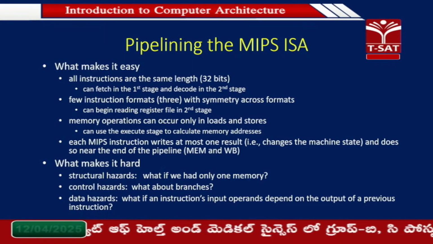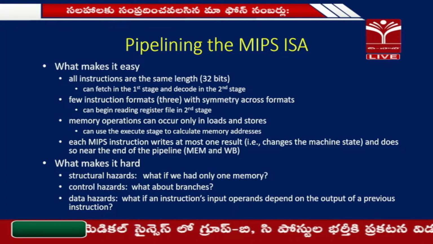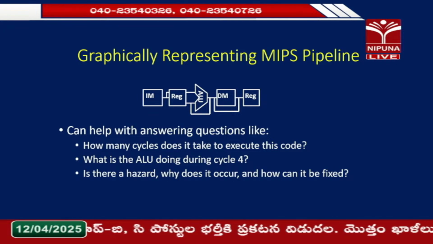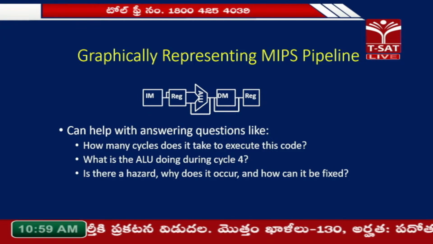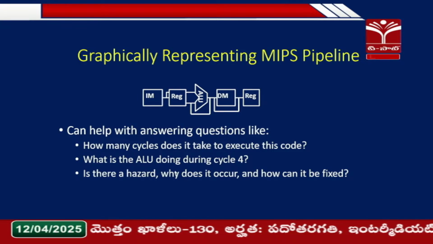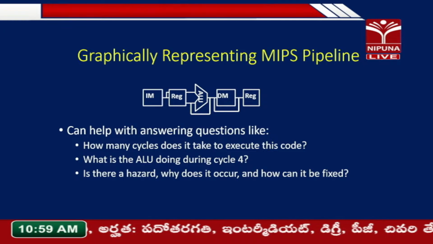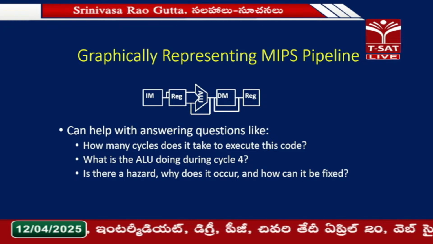So, when you look at pipelining, what makes it easy? We just saw that, and what makes it hard is the hazards. This is the graphical representation of the MIPS pipeline that we just looked at, a different representation with the pipeline stages. You have the same instruction fetch, instruction memory, the register file, the ALU, the data memory, and the registers that you have to access again.